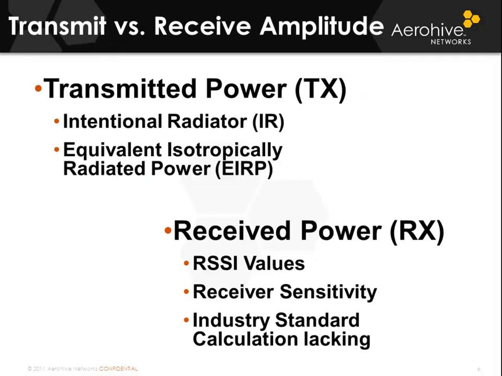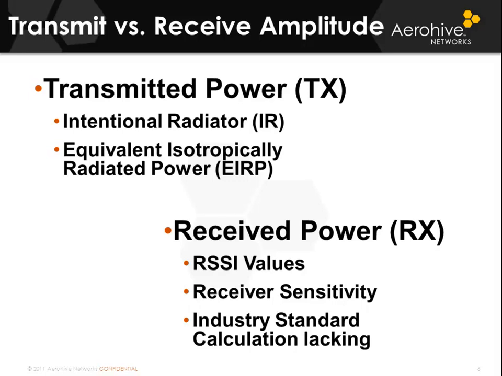Transmit versus received amplitude. Transmit power includes the intentionally radiated power, how much energy you are purposely putting into an antenna prior to it going into the medium. The equivalent isotropically radiated power is exactly that, the power that is going into the medium. Receive power involves received signal strength indicator values.